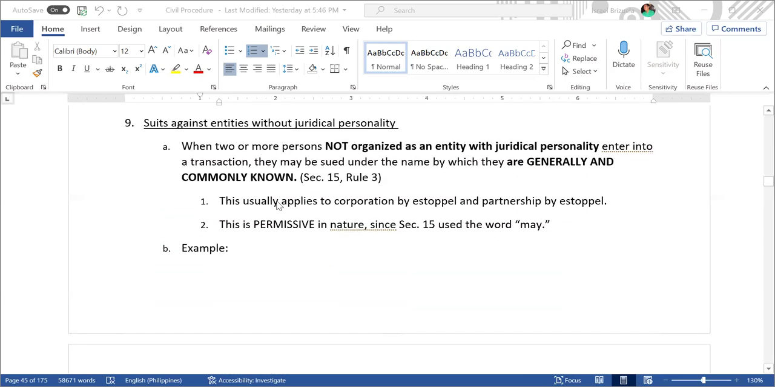Nine, suits against entities without juridical personality. This is the item that we have mentioned earlier in the previous video. When two or more persons not organized as an entity with juridical personality enter into a transaction, they may be sued under the name by which they are generally and commonly known. This usually applies to corporation by estoppel and partnership by estoppel. This is permissive in nature since Section 15 used the word may.